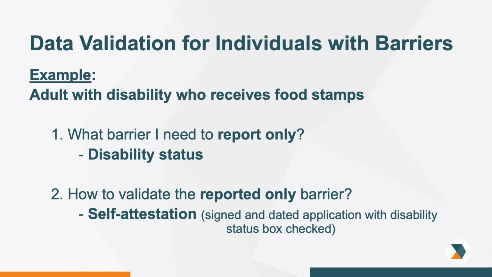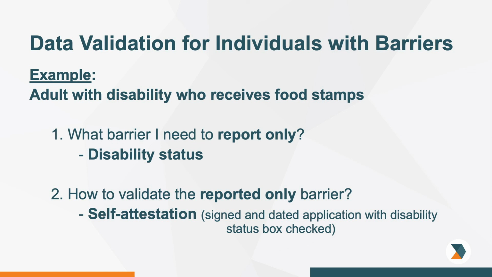So let's walk through this scenario through an example. Now I'm going to ask you to write in the chat, and I'll get some help looking at the answers that we are getting. So the example is an adult with disability or disabilities who receives food stamps. What are my two barriers here? Who can tell me, in the chat box? Disability and low income. Perfect. Yes, those are the two barriers.